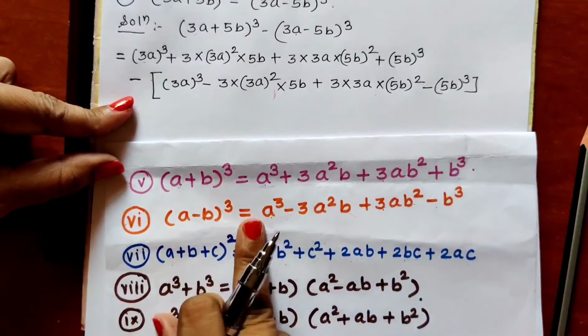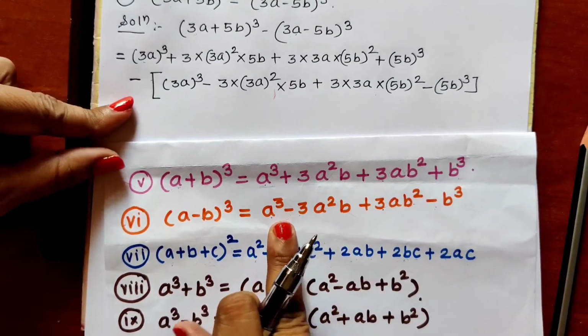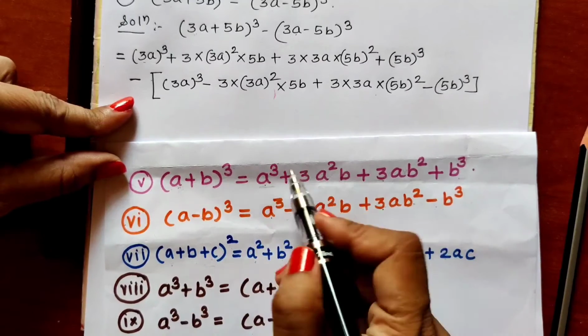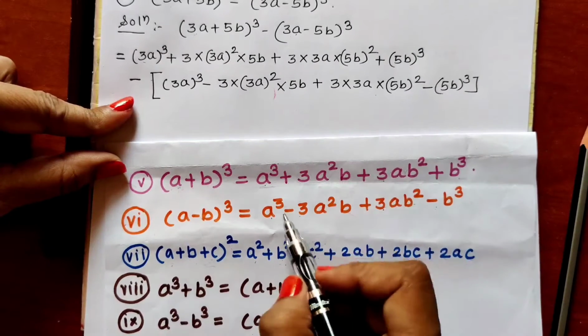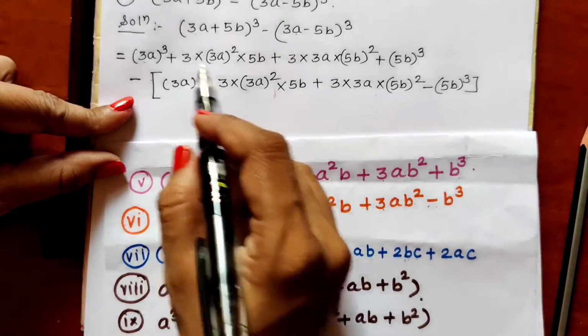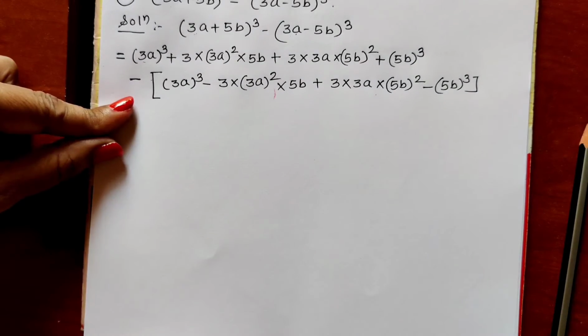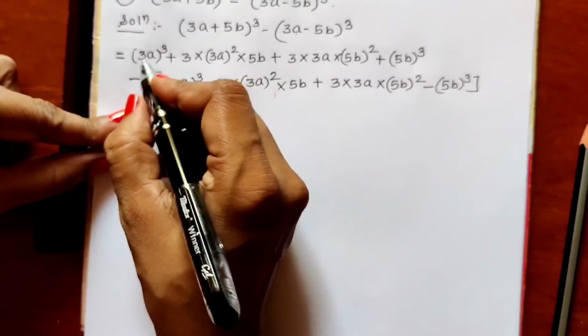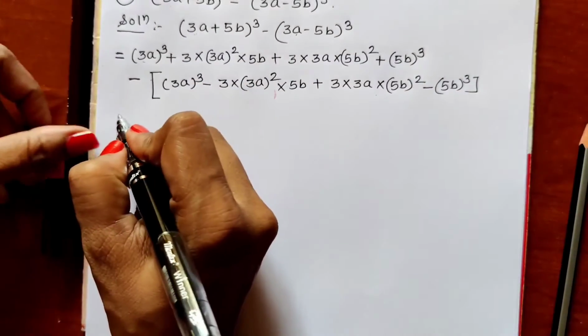So both the formulae are same, expansion is same, only the difference is of sign. Here all the signs are plus plus, here first sign is minus, second sign is plus, and third sign is minus again. So same thing we have to do here also. Now we will have to solve this. In this step we have applied the formulae. Now we have to solve.